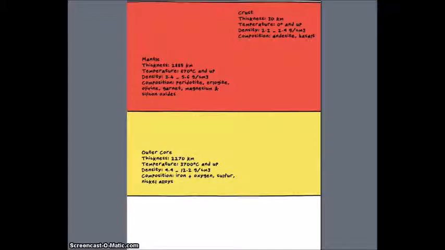The outer core has a thickness of about 2,270 kilometers. Its temperature is from 3,700 degrees C and up. Density from 9.9 to 12.2 grams per cubic centimeter. And it's made of iron and oxygen, sulfur, and nickel alloys.